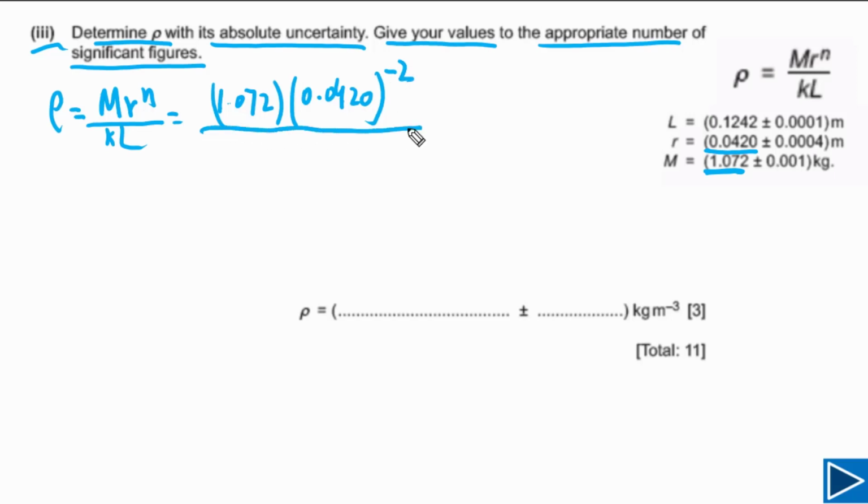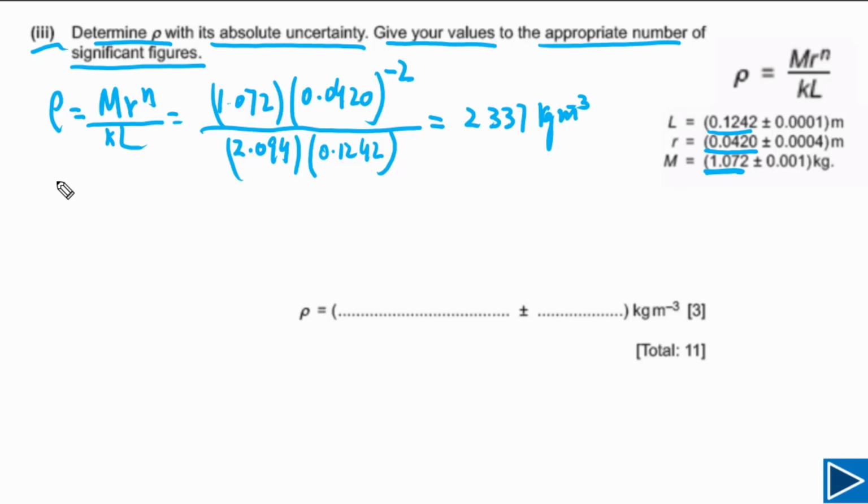And this is divided by k. k is a constant, and its value is given in the question, that is equal to 2.094. The value of L you can just read from here. So L is 0.1242. You need to use a calculator and you can find the value of density. If you do the calculation, your final answer will be this. And the SI unit of density is kg per cubic meter, so all the quantities are in SI units.